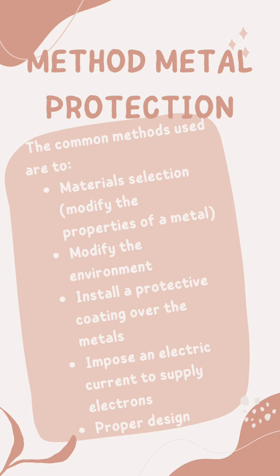Controlling corrosion involves hindering the natural chemical reactions that occur between the metal and its environment. The common methods used to control corrosion are material selection, which is to modify the properties of a metal, modify the environment, install a protective coating over the metals, impose an electric current to supply electrons, and proper design.